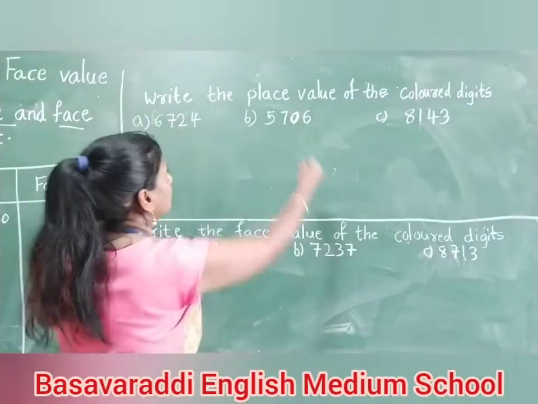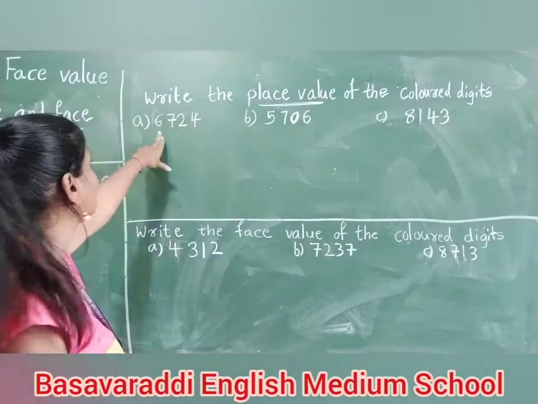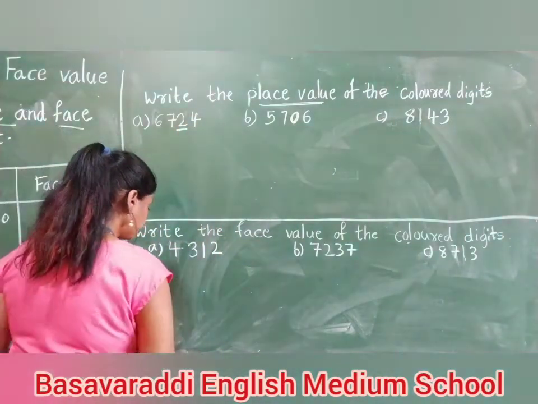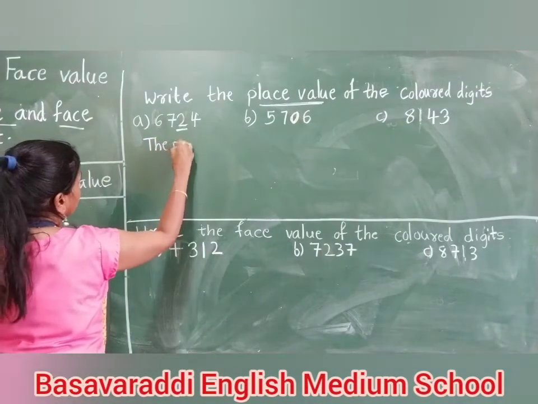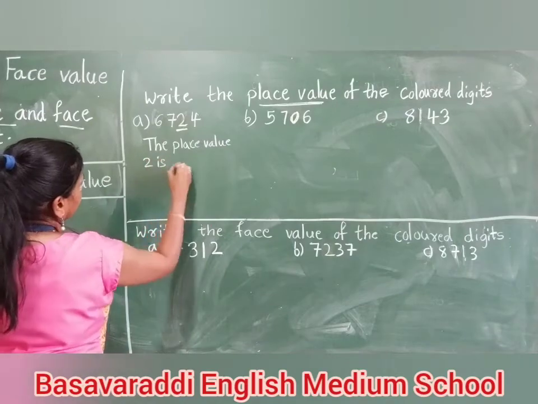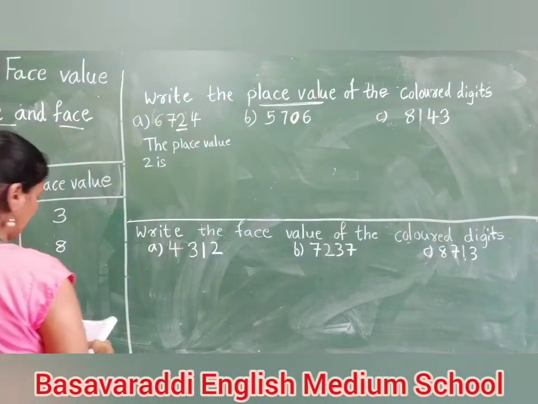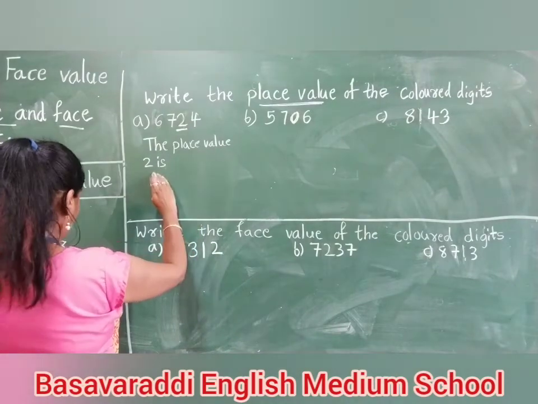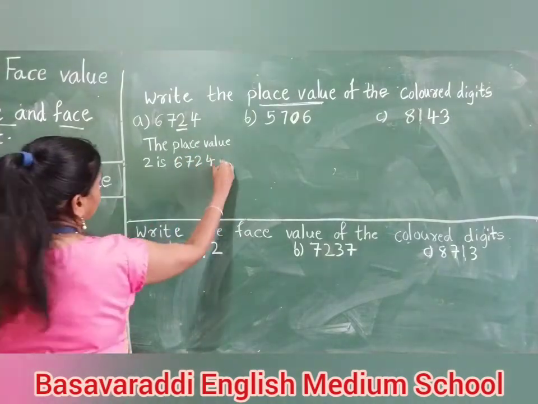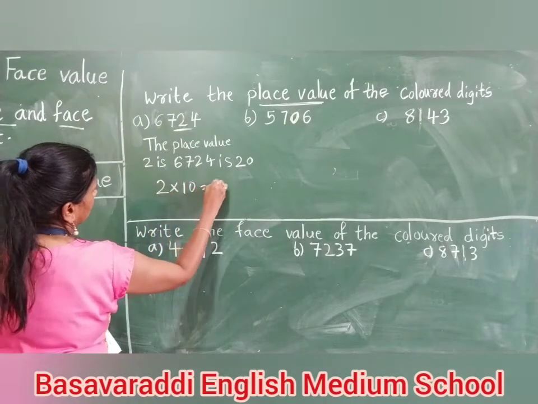Now write the place value. We are solving some sums. The digit 2 is highlighted in 6724. What is its place value? It is in the 10's place, so the place value is 20. How? 2 into 10 is equal to 20.